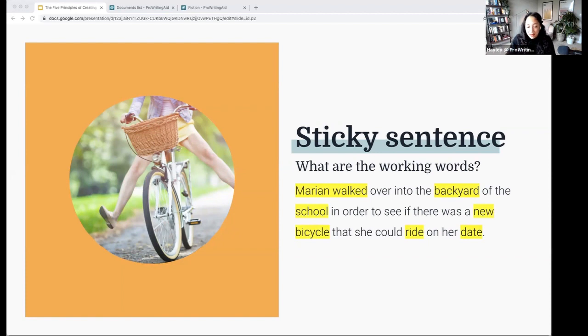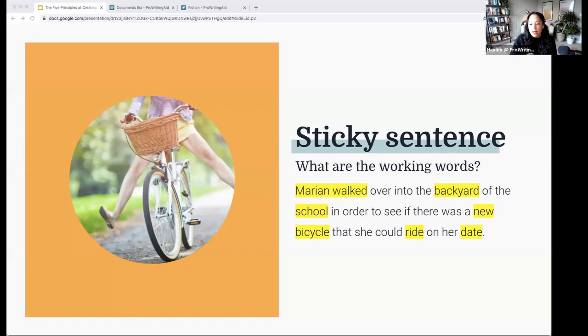So if I changed Marion to Hayley, the meaning of the sentence would change. If I changed walked to hopped, the sentence would change. If I changed school to bicycle, the sentence would change. If I changed bicycle to roller skates, the sentence would change, etc. If I changed ride, or if I changed date to field trip, the sentence would change, right?